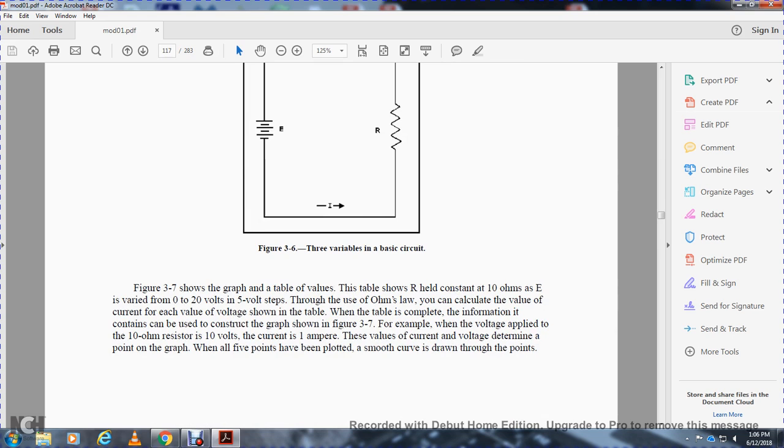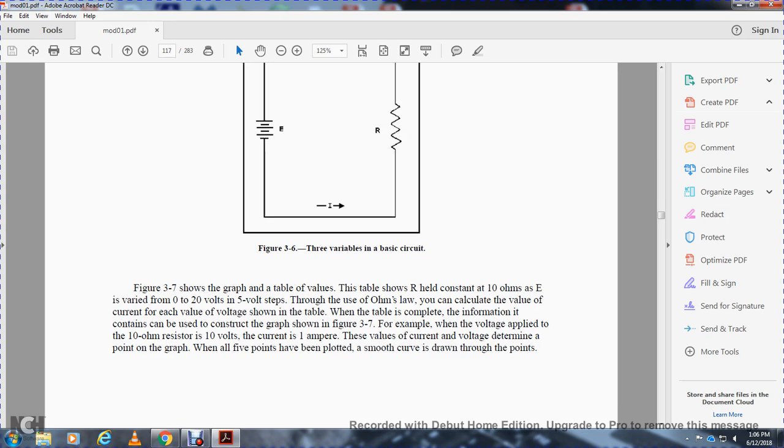The table shows the resistance held constant at 10 ohms and the voltage varied from 10 to 20 volts in 5 volt steps. Through the use of Ohm's law, you can calculate the value of the current for each value of the voltage shown in the table. When the table is complete with the information it contains, it can be used to construct the graph that's shown in Figure 3.7.